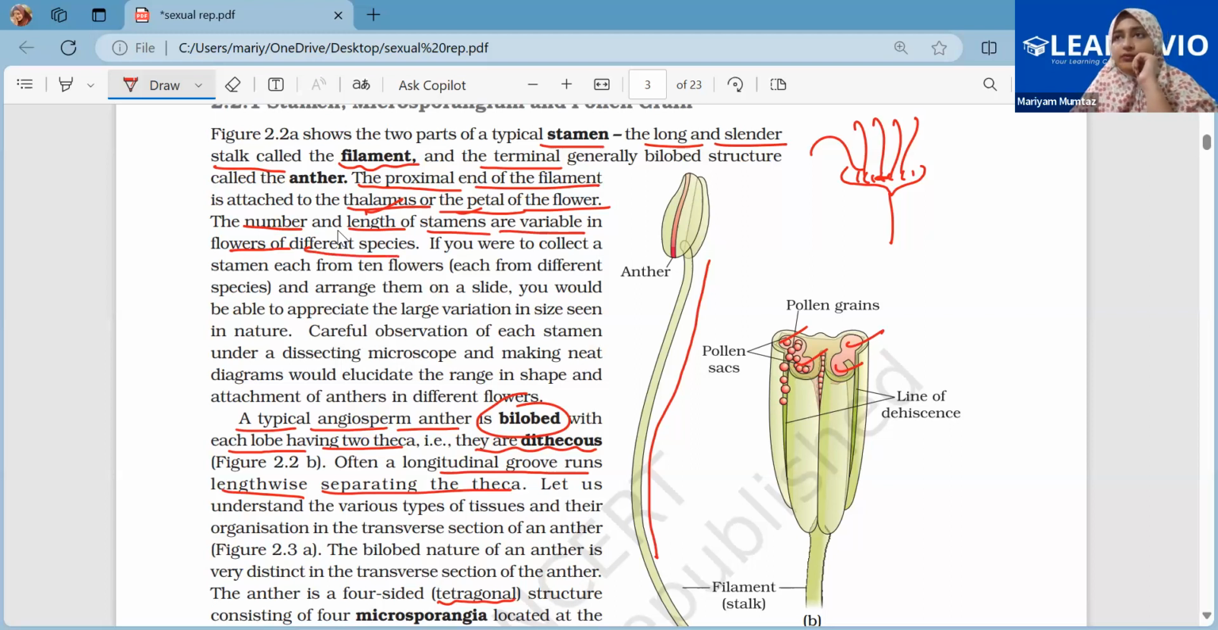The number and the length of stamens are variable in flowers of different species. So, for example, if one flower has 10 stamens in it, then the other flower might not have 10, more than 10 or less than 10. So it varies from species to species. And then if you were to collect a stamen from 10 flowers, each of them will be 10 different types.